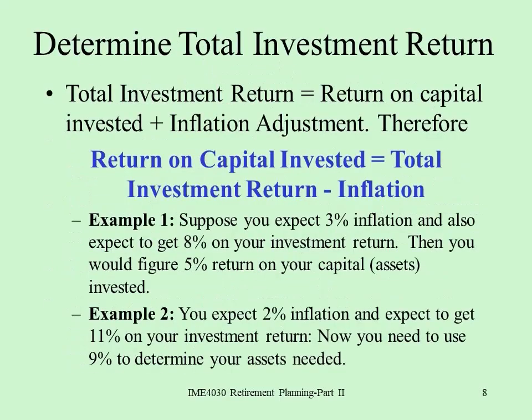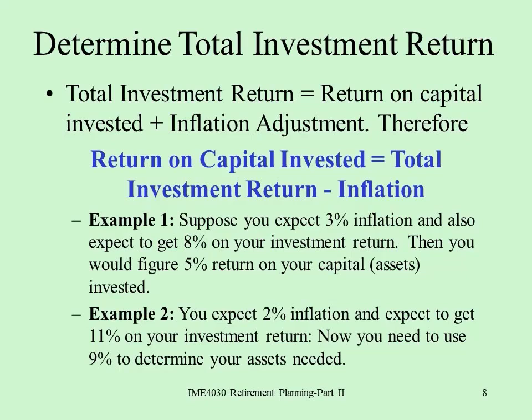Now, our total investment return when we retire is really a composite of the return we're getting on our investment plus what we're going to be losing to inflation. If we take this equation and we adjust it a little bit, the return on the capital invested is our real return, and it's the total investment return, that's what we're making on our money, minus the inflation rate.